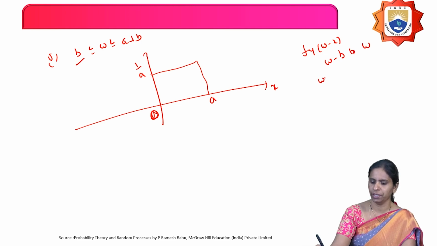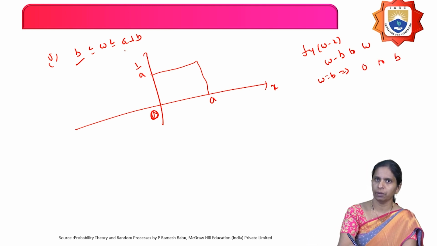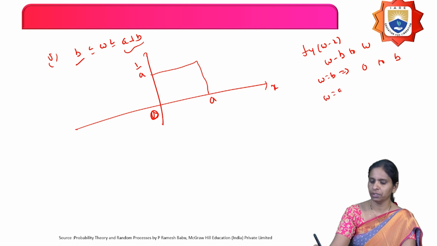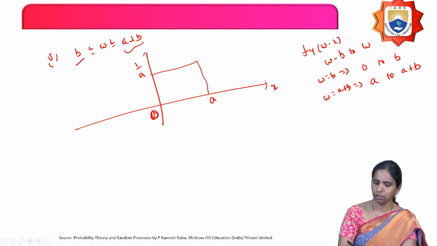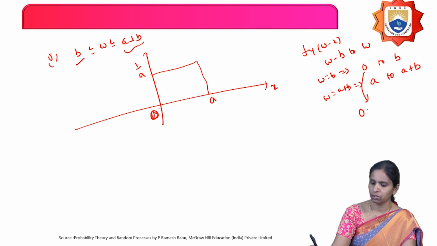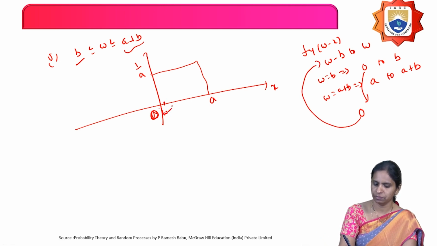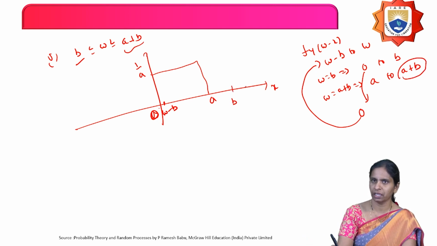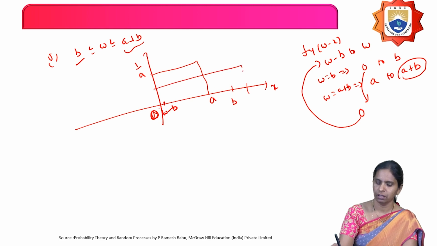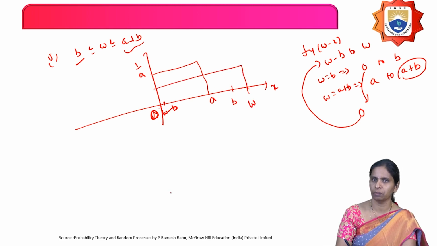Now, when W equals B, then B minus B, nothing but 0 to B. And when W equals A plus B, what is the starting value? A plus B minus B, nothing but A to A plus B. Therefore, what is the starting value here? 0. So, your lower limit is nothing but 0. So, the lower limit W minus B, where is it starting from? Here W minus B. And what is the ending value here? A plus B. So, A plus B, this is A, this is B, and A plus B is definitely greater than this one. So, it is up to here. So, W minus B to W.